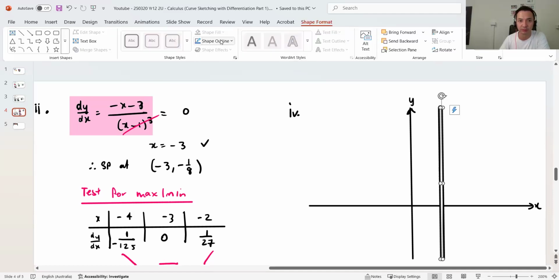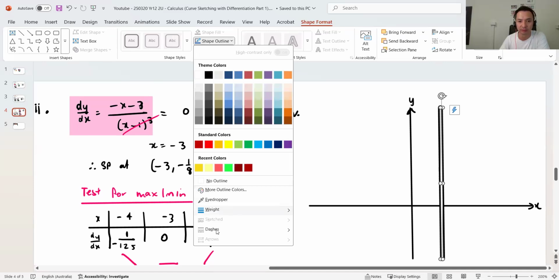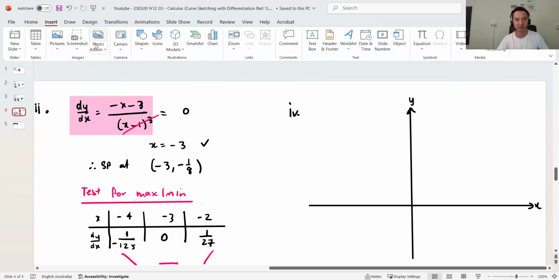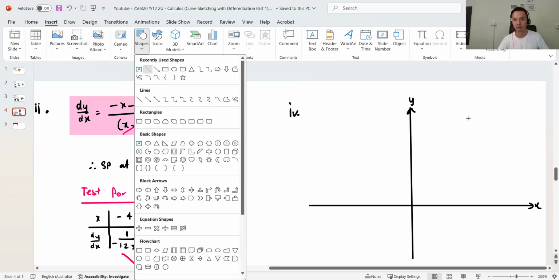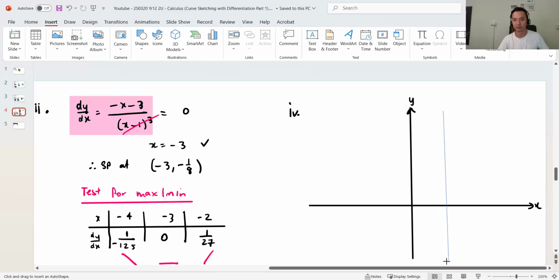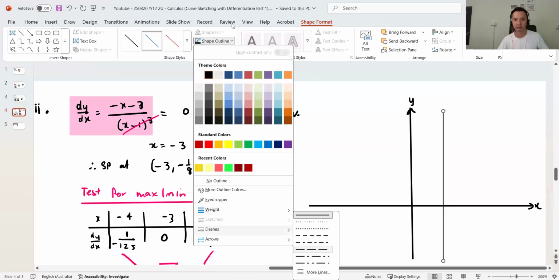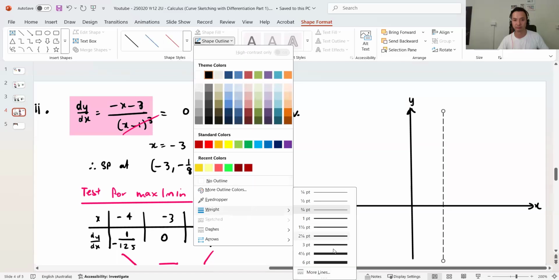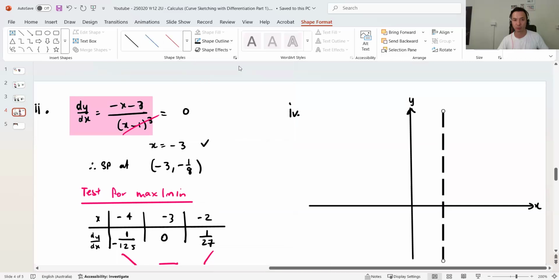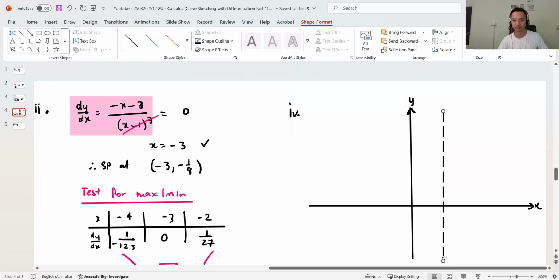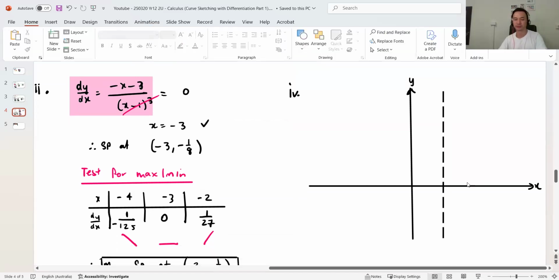So format, dashes. Oh, can't. Okay, so I'm going to have to do this. Insert a line. That's annoying. Straight down, black, and then dash it. Maybe make it a bit thicker. Too thick. Okay. Not quite straight there, but that's fine.